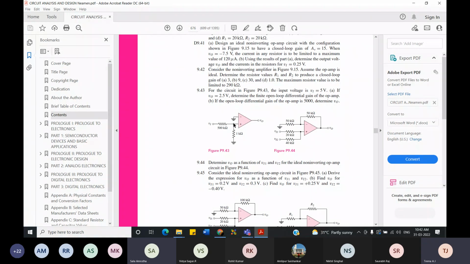So how to calculate the voltage at this point? Apply voltage division here. The voltage at this point will be this resistor divided by 1 plus 500 kilo ohm. So what is the voltage here? It will be 1 divided by 1 plus 500, into this value, the input.